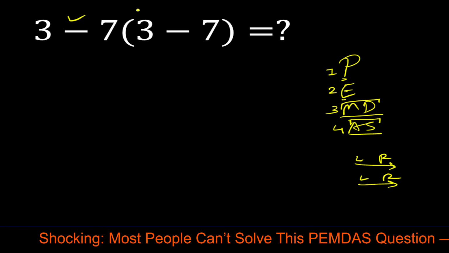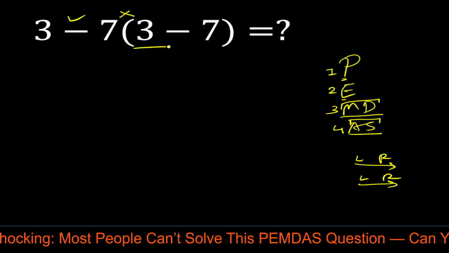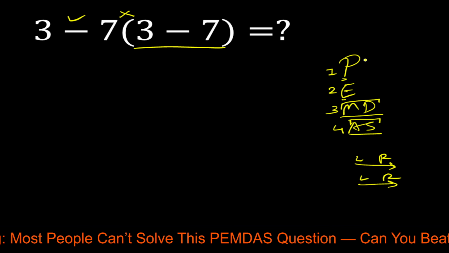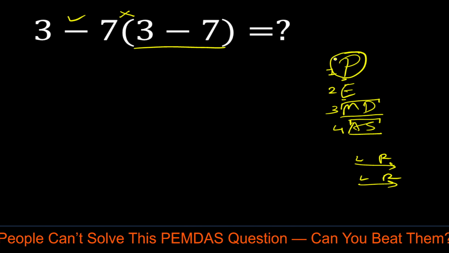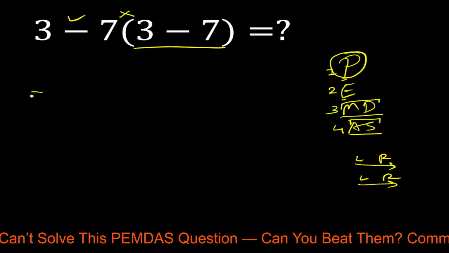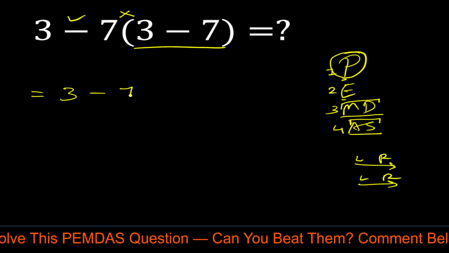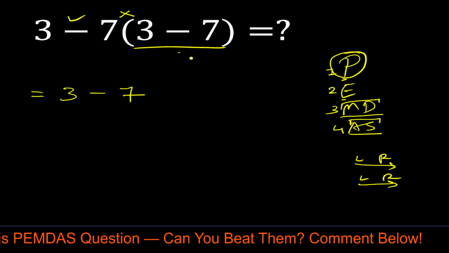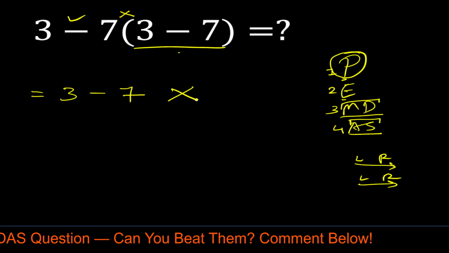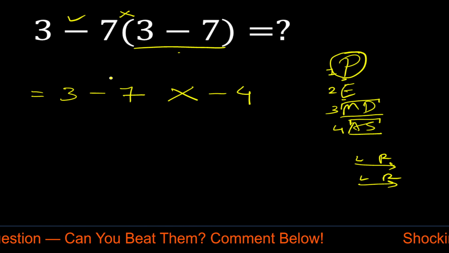So in this question, here we have subtraction, here multiplication, and here we have one parenthesis. So according to the PEMDAS rule, first we have to solve the parenthesis. So now 3 minus 7. Now solve this parenthesis. 3 minus 7 is equal to minus 4. So times minus 4, right?